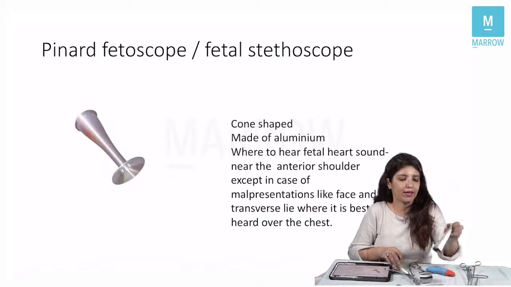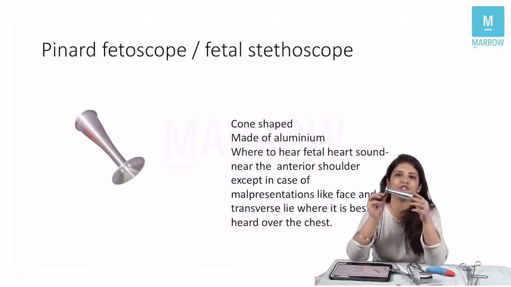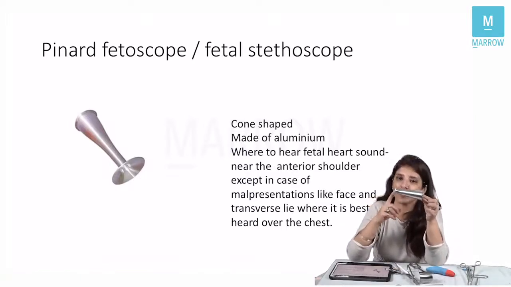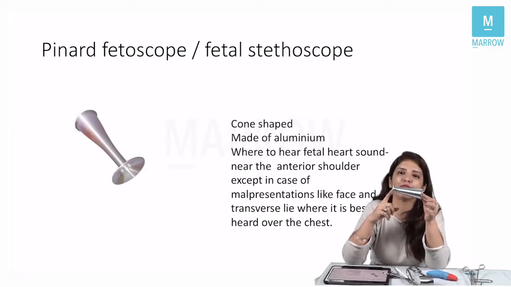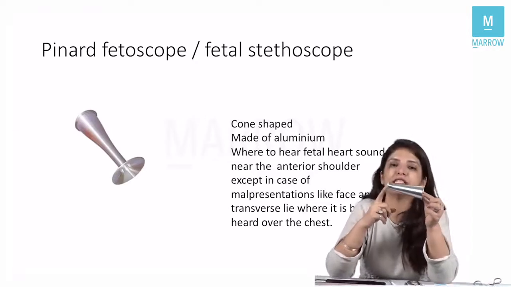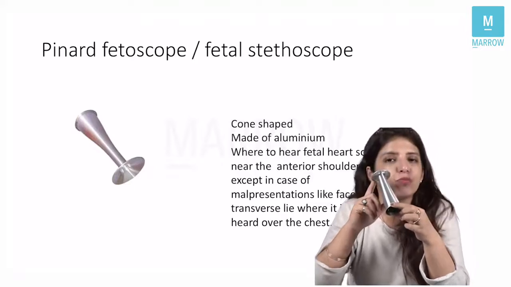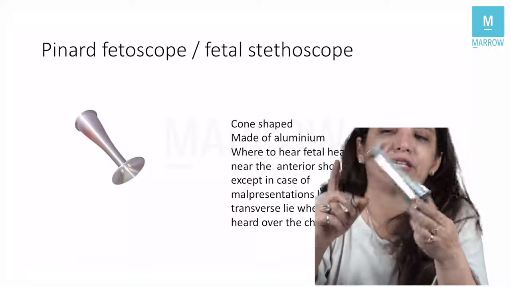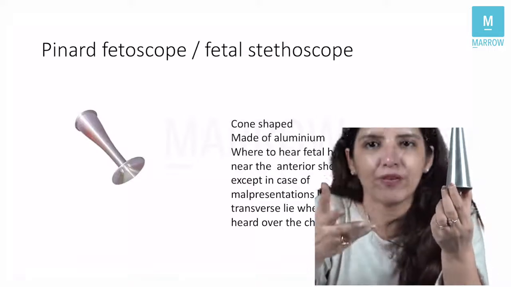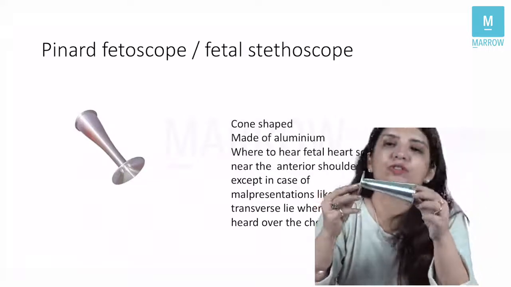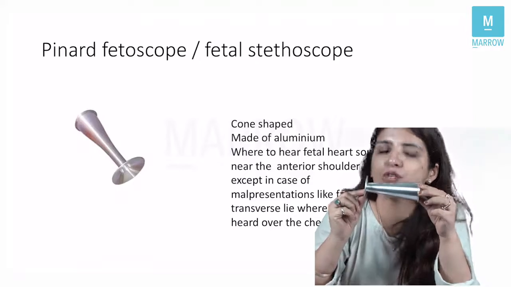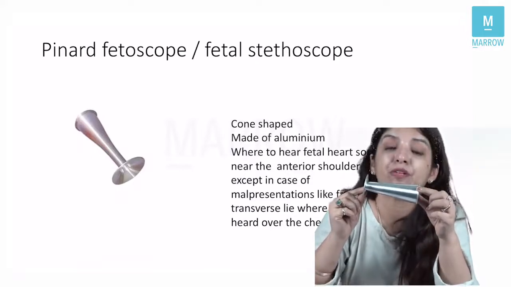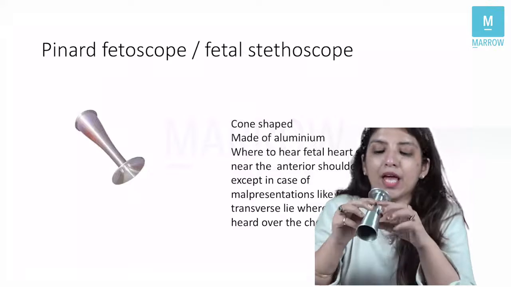Then, over here, I have a cone-shaped instrument made up of aluminium. This is a Pinard fetoscope or a Pinard fetal stethoscope. This instrument was earlier used to hear fetal heart sounds. Now it is not used, but then in your Vivas or as an image-based question, this can be shown. So this is a Pinard fetal stethoscope or a Pinard fetoscope, right?